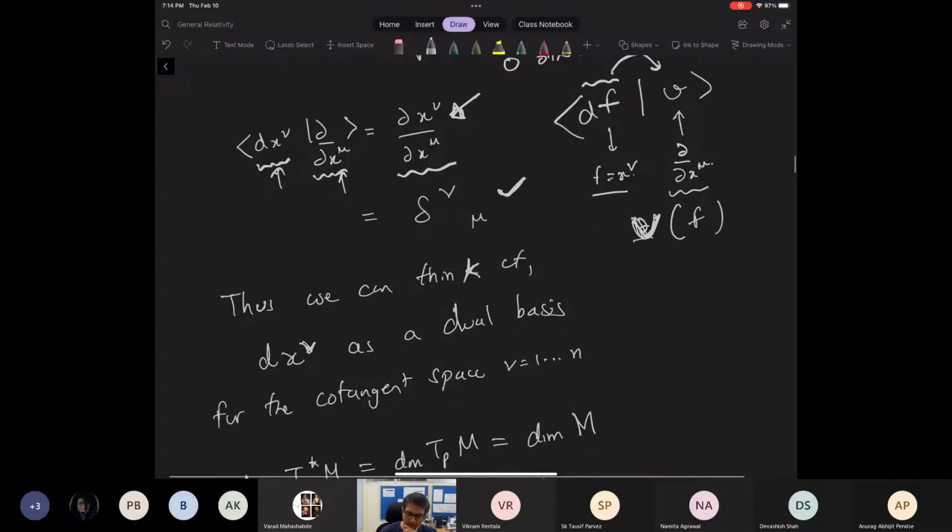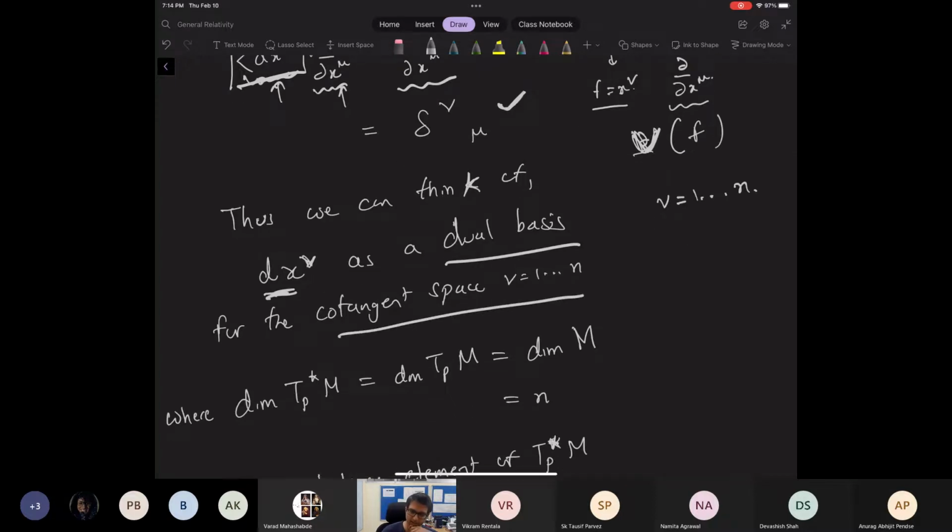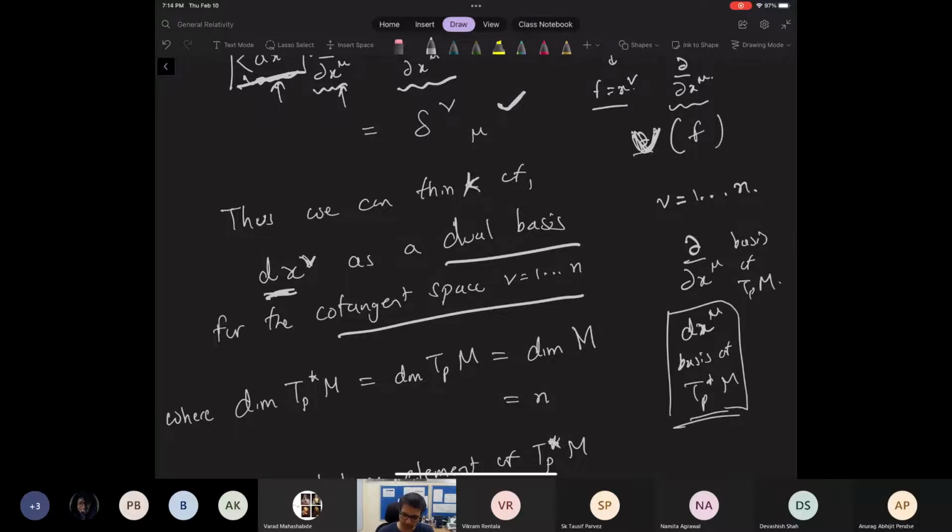So now you can think of this dx nu as some dual vector, and you can think of dx nu, for every value of nu from 1 through n, as being a dual basis for the cotangent space. Just like you have these basis vectors for the vector space, for the dual vector space you have these vectors which we denote as dx mu. So these are a basis of T_P star M. This is a basis of the tangent space at P, and this is the basis of the dual or cotangent space.